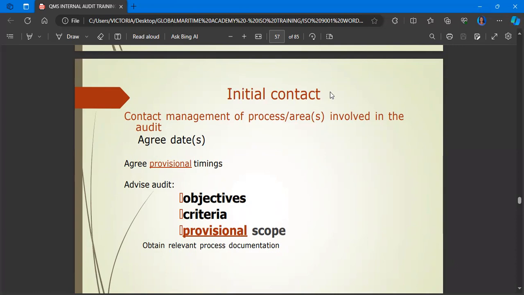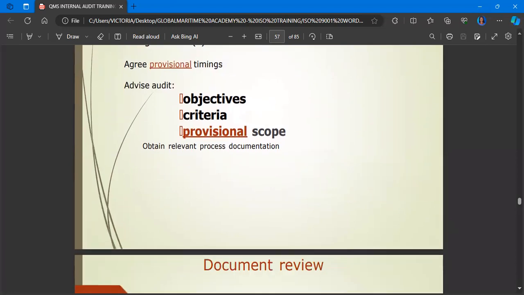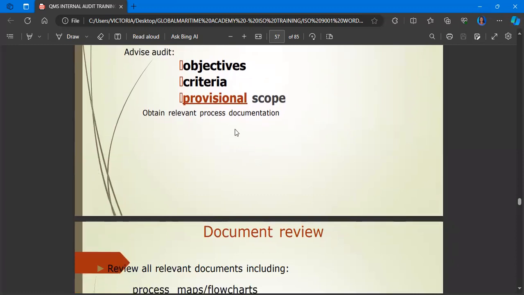All the auditees must be duly informed at least a week before the conduct of the audit. They would have to agree on the dates and the timing. They would also determine the objective of the audit, the criteria, and the provisional scope, and obtain relevant process documentation for review.